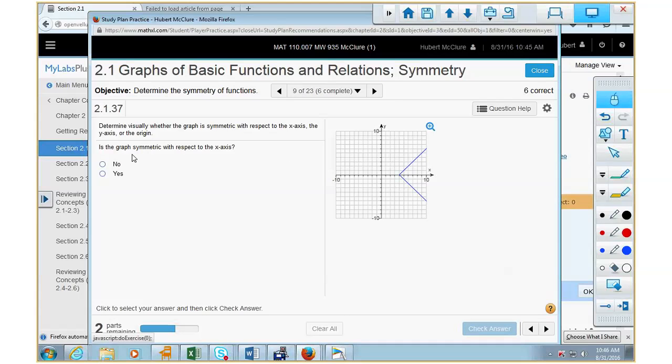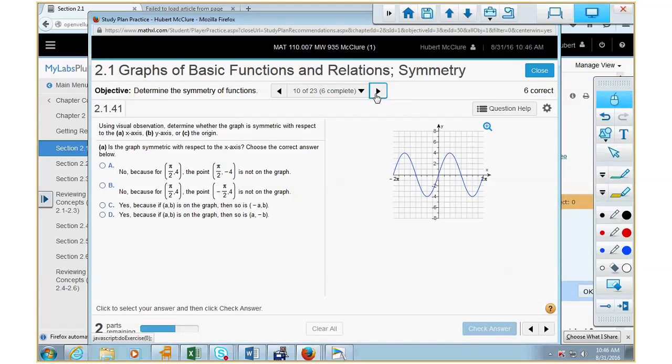All right, what is this? What does this say? Determine whether this is symmetric with respect to. Determine visually whether the graph is symmetric. Okay, symmetric around the y-axis, x-axis, or origin. It's around the x-axis. That's what it should be. Usually they don't ask that question very much. I guess I just wanted to confuse you.